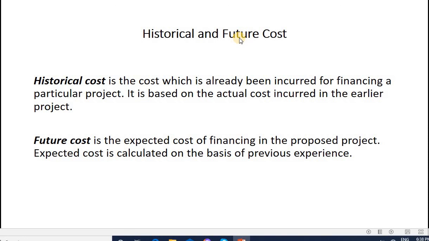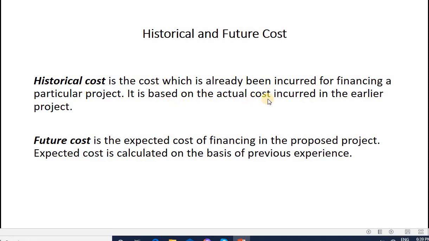Next type or next concept of capital is historical and future cost. What is historical cost? History means it is a past cost. It is already the cost incurred for financing a particular project. This cost we have already incurred. These are the costs which are already incurred, or which we have been paying for acquiring the funds. So it is a book cost, we can say.